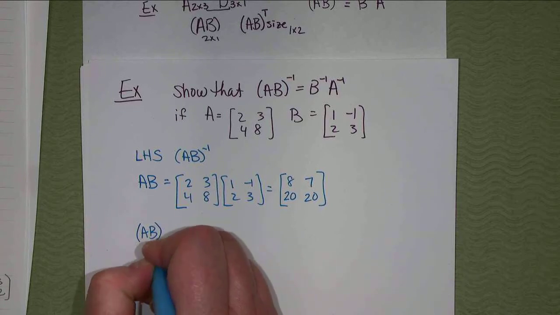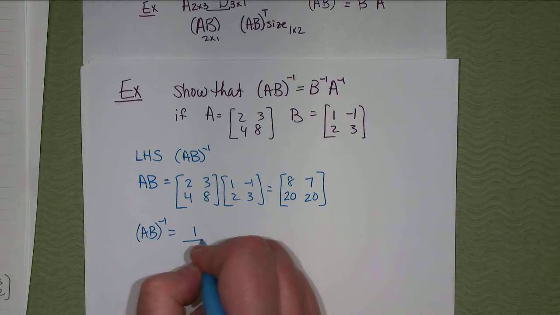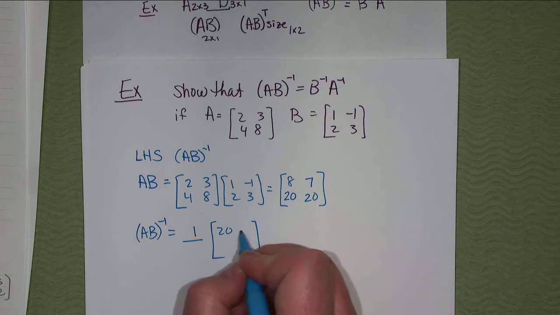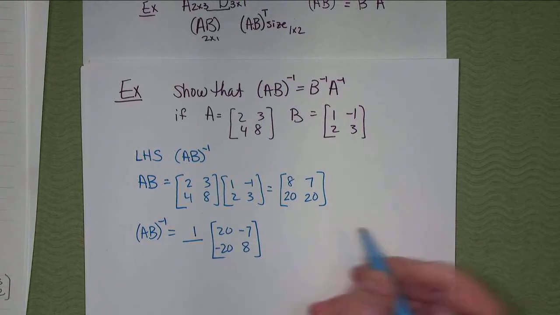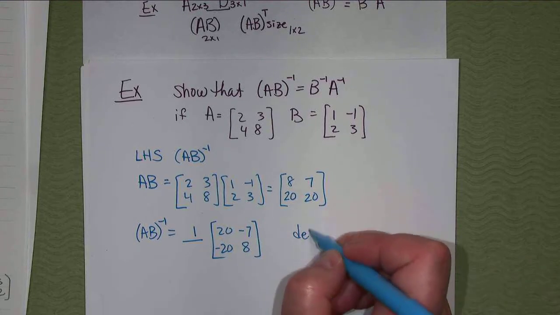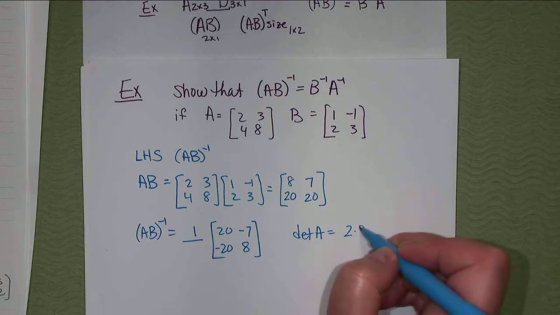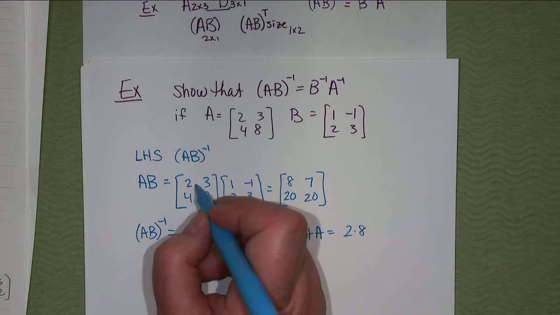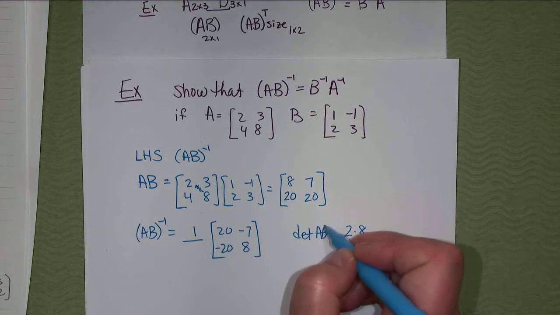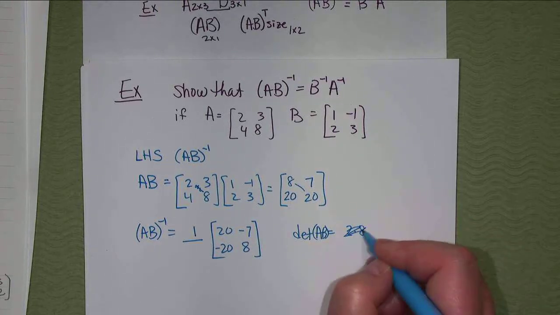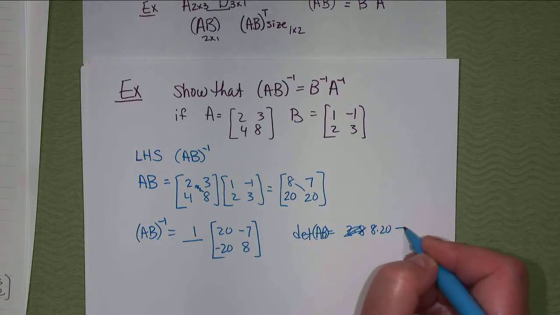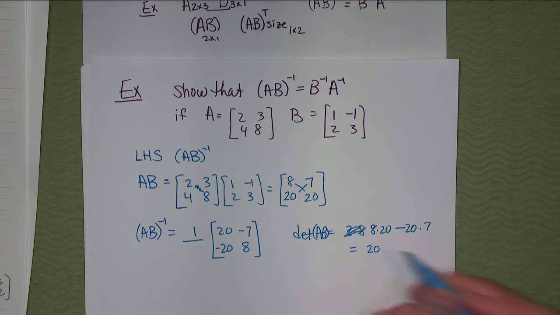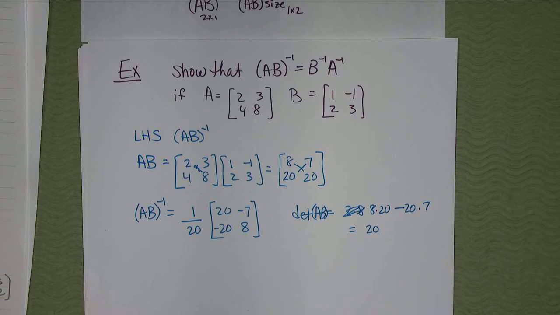We need to find the inverse. So the inverse is 1 over the determinant, and then we switch these and change the sign of these. So we just need the determinant. 2 times 8, main diagonal. Oops, sorry. That was not right. The determinant of AB, sorry. So 8 times 20 minus 20 times 7. So just 20. 8 20s minus 7 20s.